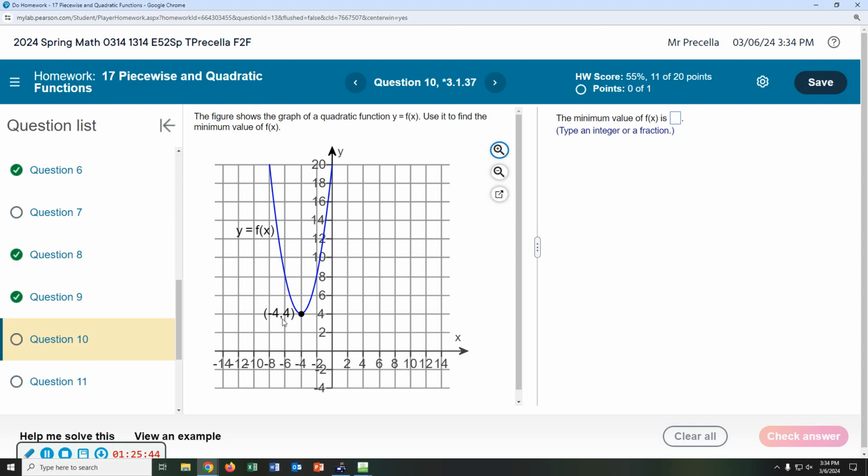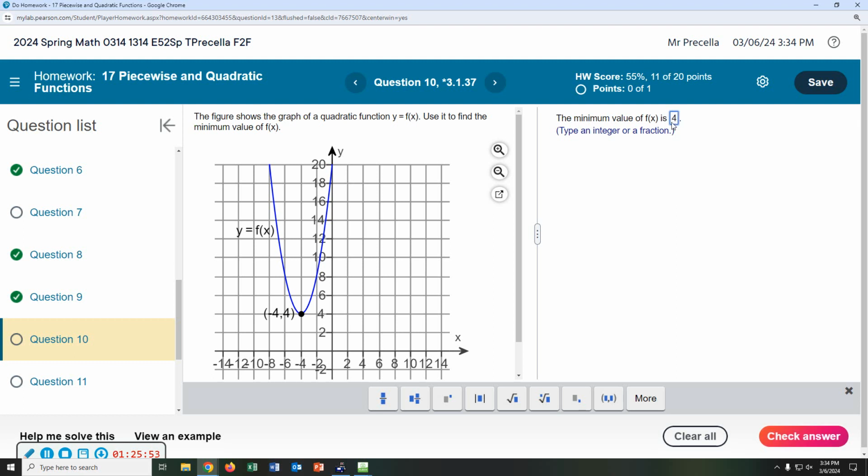It's a positive 4, not the negative 4. The point of this is they're trying to point out that the value of the function is the y coordinate, not the x coordinate.